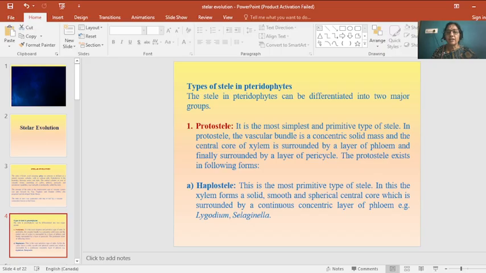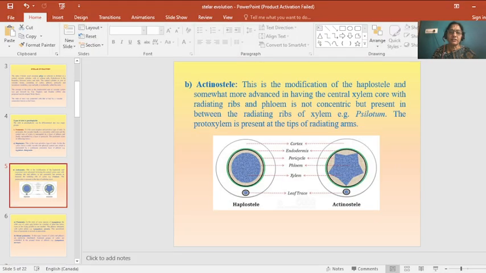The protostele exists in the following types. The first is known as the haplostele, which is the most primitive type of the stele. In this, the xylem forms a solid, smooth, and spherical central core, which is surrounded by continuous concentric layers of phloem, like in Lycopodium and Selaginella.